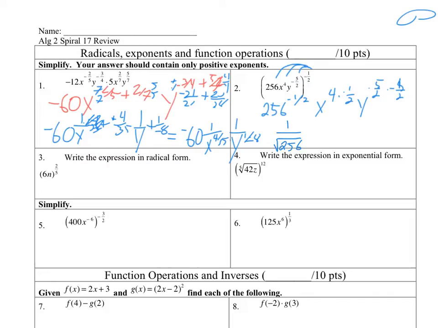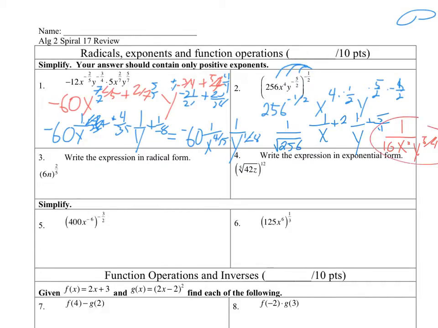4 times negative 1/2 is going to be x to the negative 2, which I can rewrite as 1 over x to the positive 2. And then y to the 5/2 times negative 1/2 is going to be negative 5/4, which I could rewrite as 1 over y to the positive 5/4. So in looking at this, square root of 256 is 16. We get 1 over 16, so 16 is in the bottom. We've got 1 over x to the plus 2, so that's x squared in the bottom. And y to the 5/4 on the bottom with a 1 on top. 1 times 1 times 1 is 1.